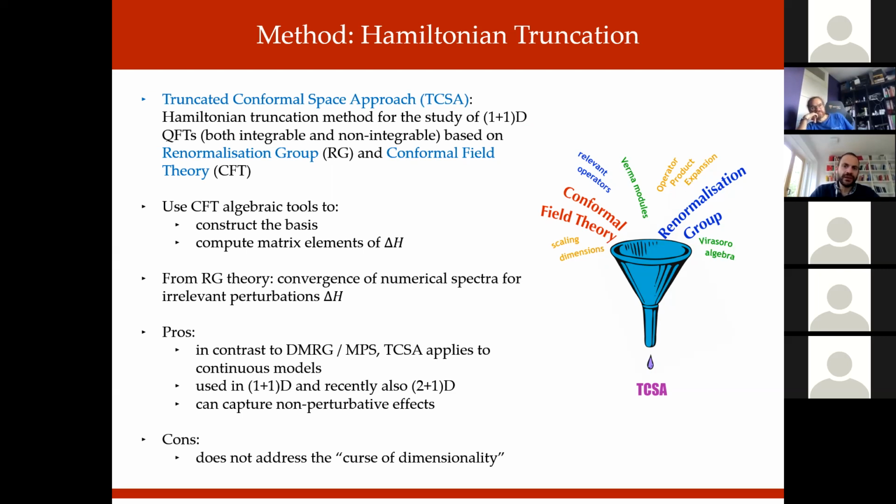And here we are using the algebraic tools of conformal field theory to both construct the basis for the diagonalization and to compute the matrix elements of the interaction, of the perturbation of the conformal field theory. And if we do a perturbation using a relevant perturbation, delta H, I should have said that this is relevant, sorry for the typo, then we can expect, based on RG theory, that the numerical spectra will converge as we increase the size of the truncated basis. This is just some general information about the method.